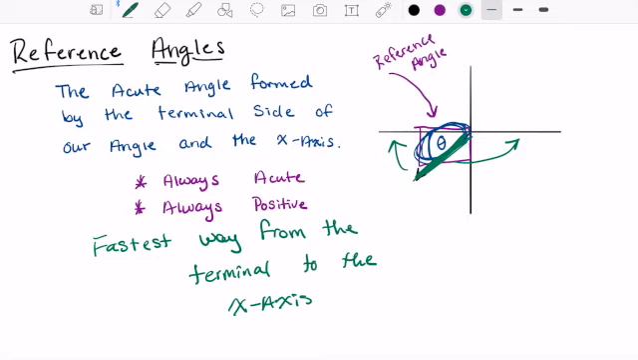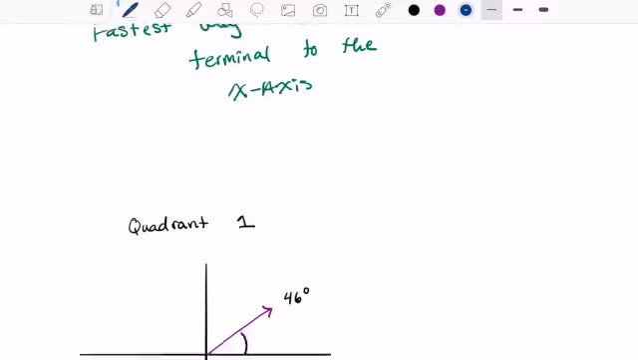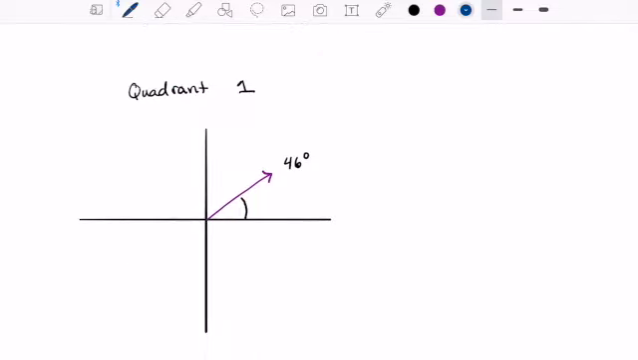So I'm going to give you a few different examples to just find your reference angle. Again, it all depends upon what quadrant we are in for how we solve them. So let's look at this first one. Quadrant 1 is the easiest reference angle to find. The reason for that is your reference angle is always acute. So we are always acute, and we are always positive.